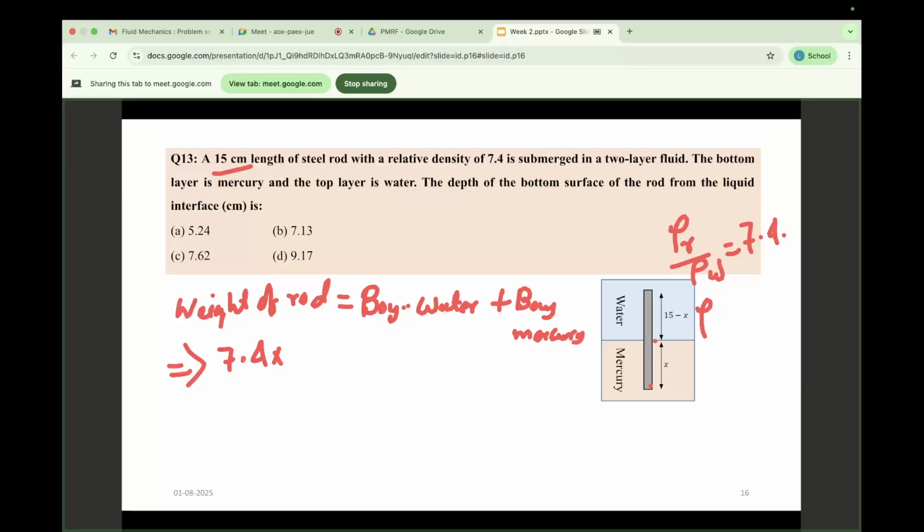So what is rho of the rod? It is 7.4 rho, right? I represent rho of water as only rho. So for your clarification, I can say rho g. And what is the height of the rod? It is 15. You see, it is centimeter. So I consider all these things in centimeter. That's why I am not converting into meter. Whether it is clear or not.